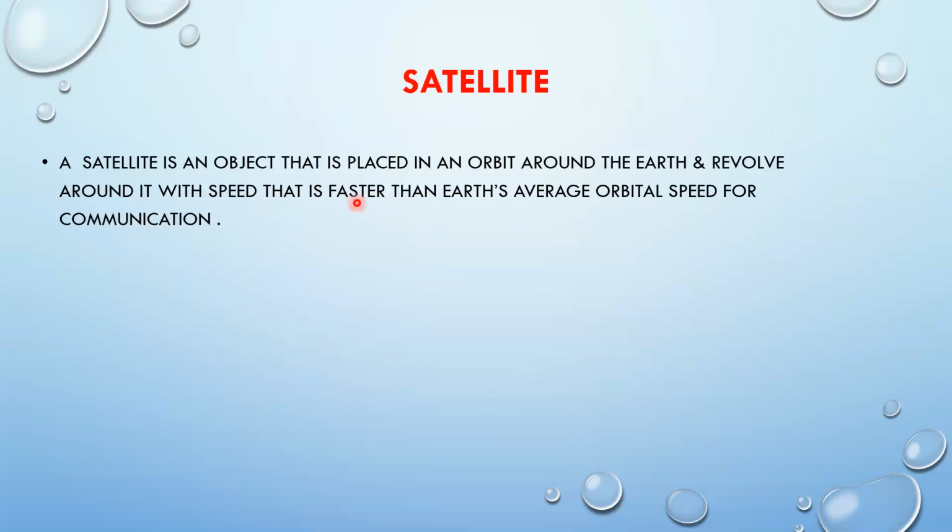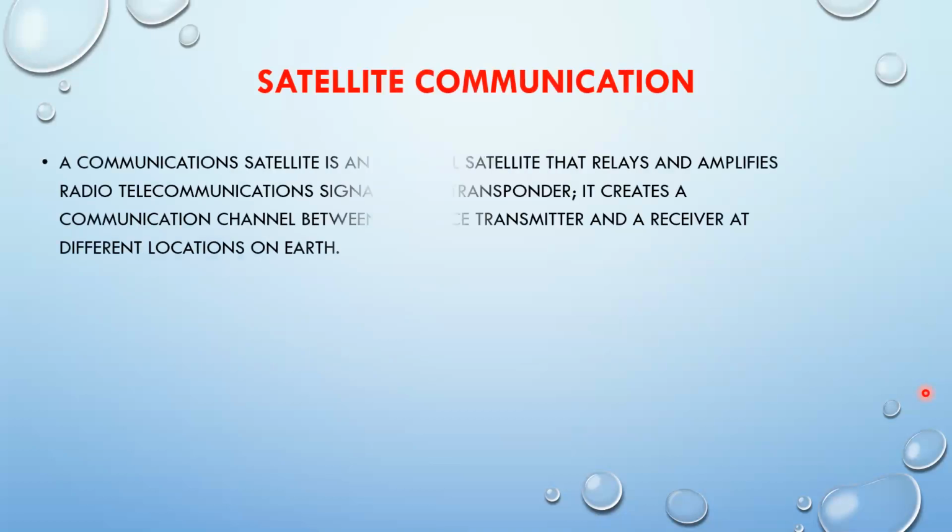A satellite is an object that is placed in orbit around the Earth and revolves around it with a speed that is faster than Earth's average speed. So, what is satellite communications? A communication satellite is an artificial satellite that relays and amplifies radio telecommunication signals via a transponder. It creates a communication channel between a source transmitter and receivers at different locations on Earth.